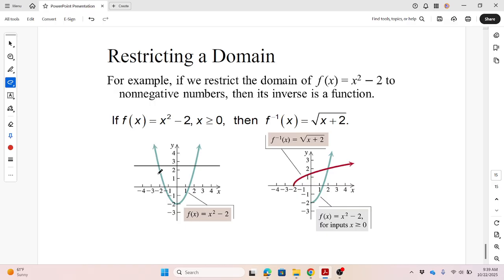So what you can do is restrict your original function in a way that it's 1-to-1. For example, this is the original function. If I restrict this function to the domain from 0 to infinity, this would be the graph. That's now 1-to-1. And for this 1-to-1 function, I can find its inverse. So sometimes restricting a domain can help to define an inverse function.